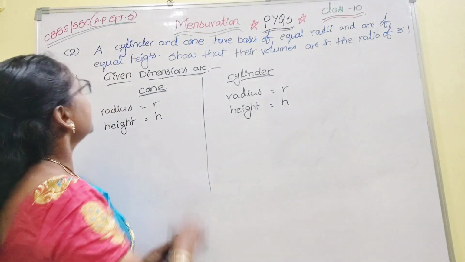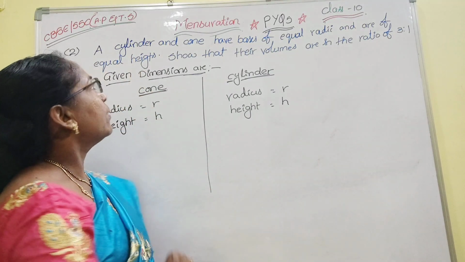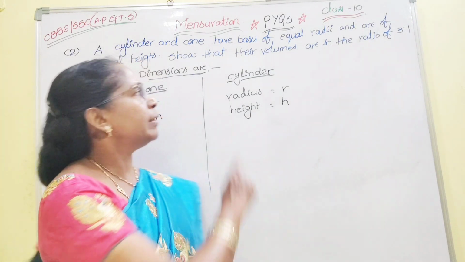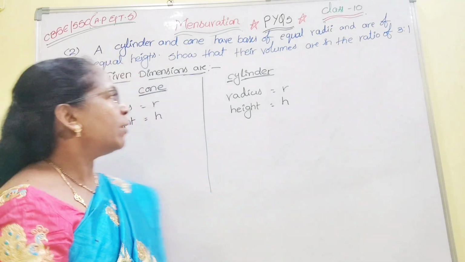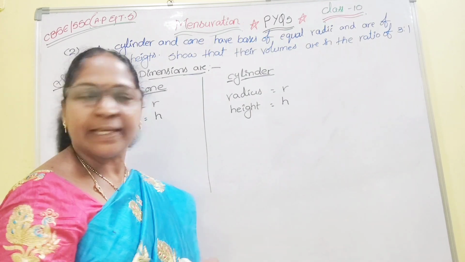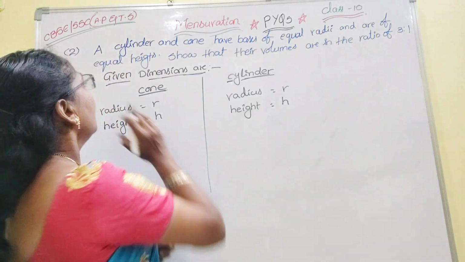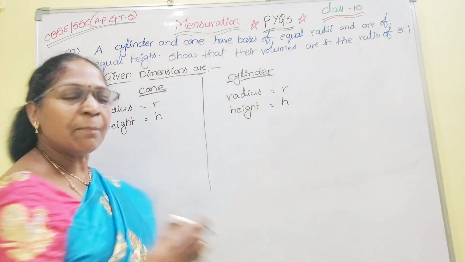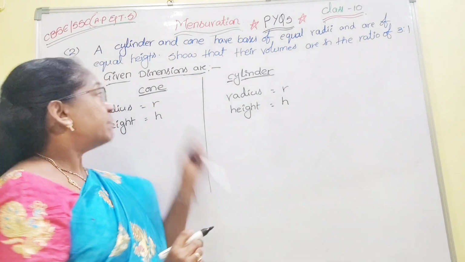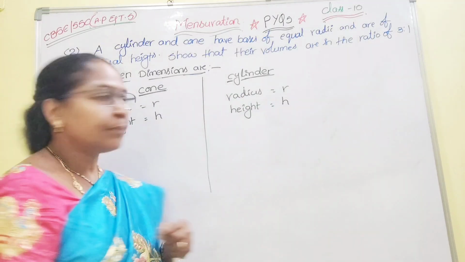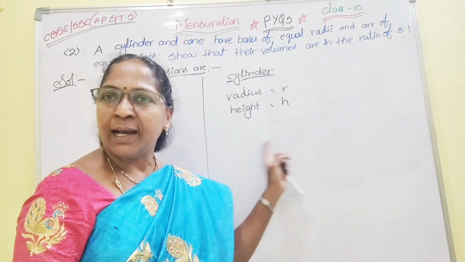Next important question is: a cylinder and cone have bases of equal radii and are of equal heights. Show that their volumes are in the ratio of 3:1. Listen carefully. It is very important. One logic is there. We will see here. First, as I said, you have to write down the given data. What are given here? Cone and cylinder dimensions are given. First write the headings, next highlight like this. Radius equal to r, height equal to h. Here also same, radius equal to r, height equal to h.